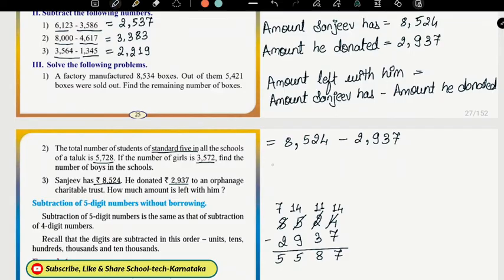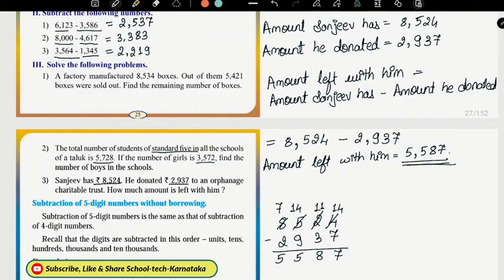So amount left with him is equal to 5,587 rupees. This is the total amount that is left with him.